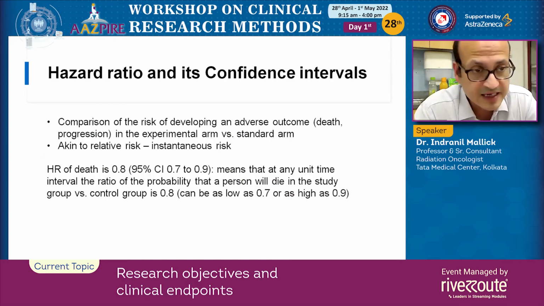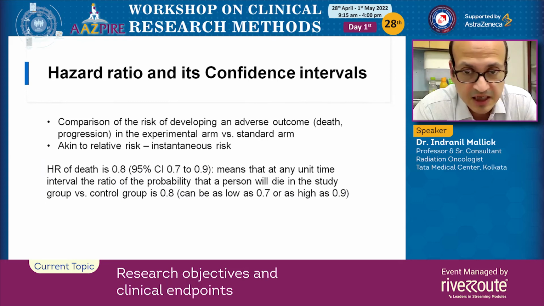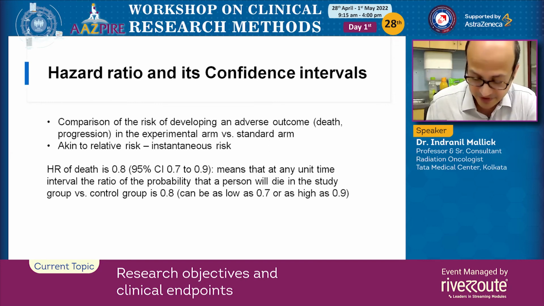So when we are defining endpoints, we often use certain ratios like the hazard ratio and confidence intervals to define our success. We may define the success of a study based on a certain hazard ratio. Very quickly, it's a comparison of the risk of developing an adverse outcome in the experimental arm versus the standard arm. It is akin, but not really identical, to relative risk, and it represents an instantaneous risk over a short time period. When we say that the hazard ratio of death is 0.8 with a certain confidence interval, it means that at any unit time interval, the ratio of the probability that a person will die in the study group versus the control group is 0.8, and can be as low as 0.7 or as high as 0.9.